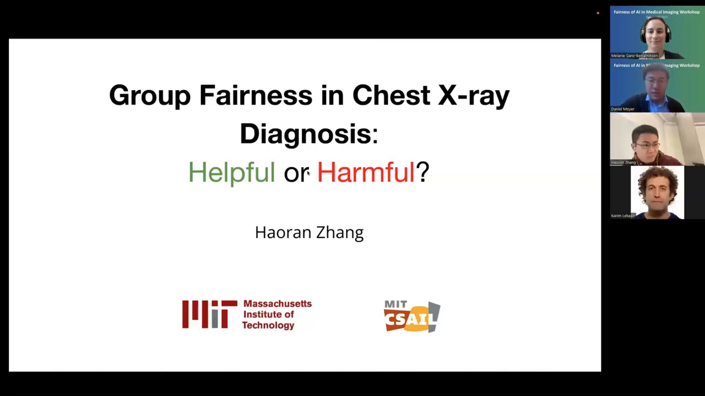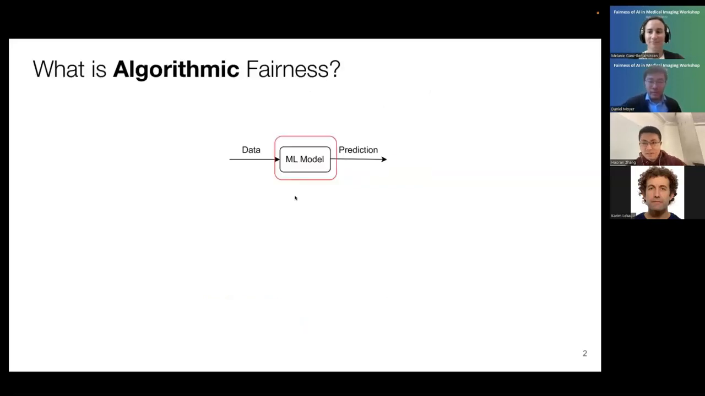Great. Thank you very much for the introduction, Daniel, and thank you for the invitation to speak here today. I'll be talking a bit about group fairness in chest X-ray diagnostic models. First, before we begin, perhaps it's useful to define what algorithmic fairness means. Typically in algorithmic fairness, we're concerned with some quantitative property of a machine learning model.